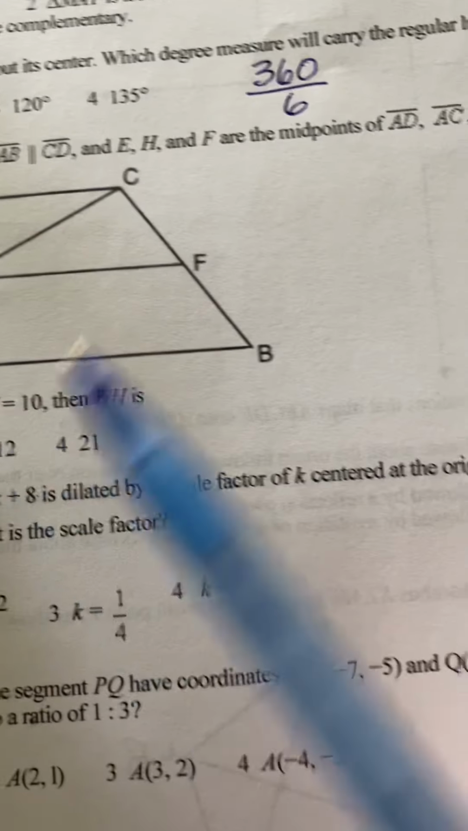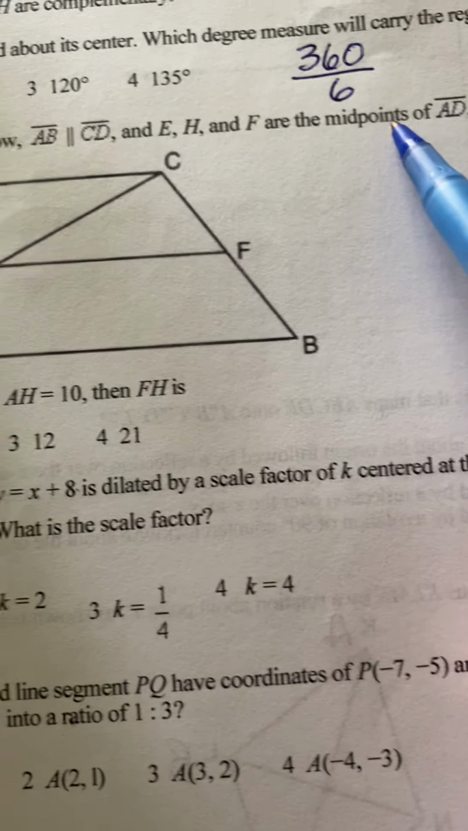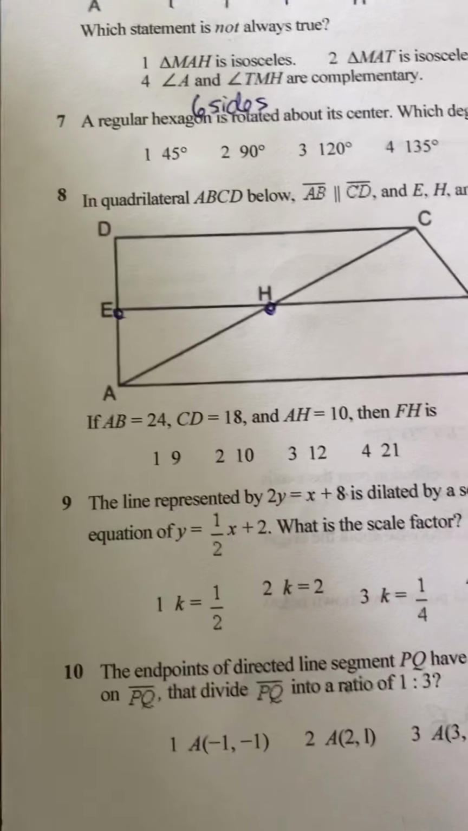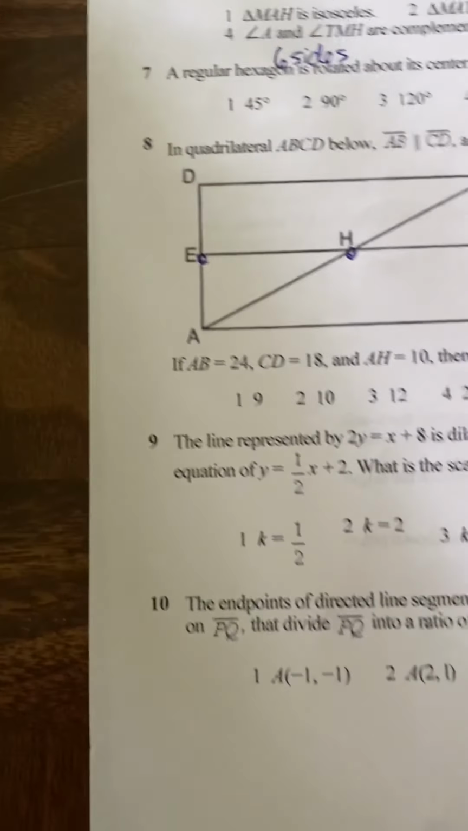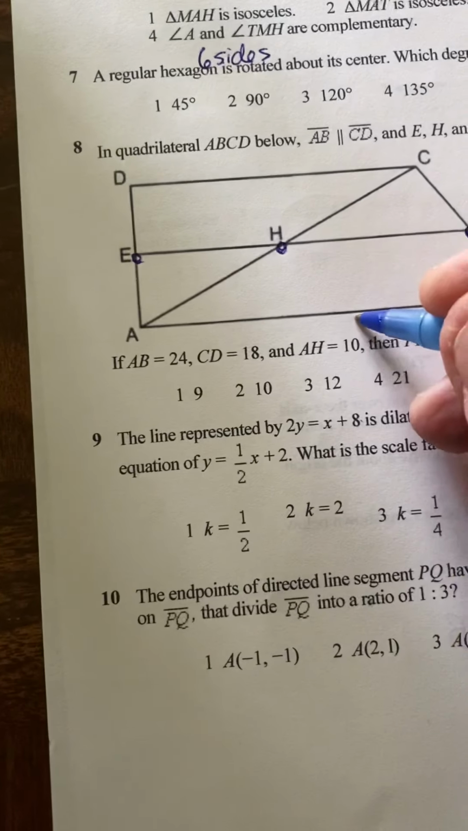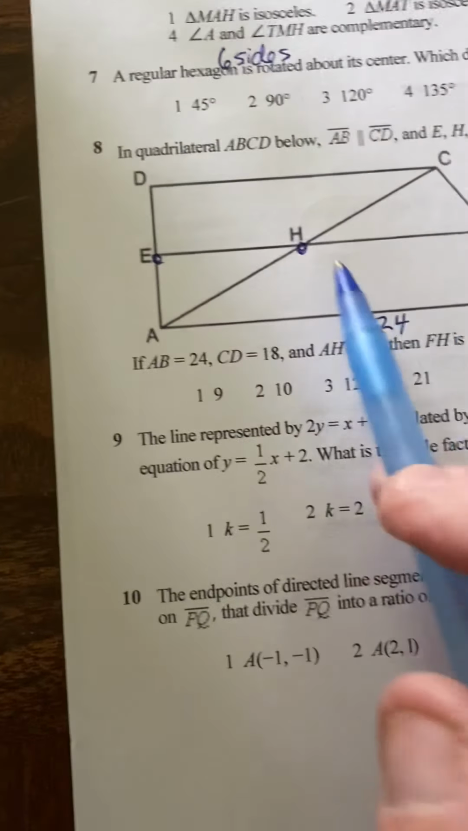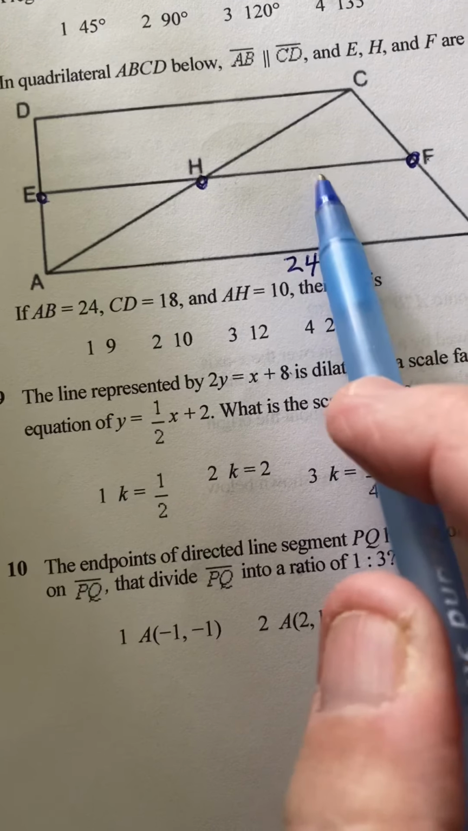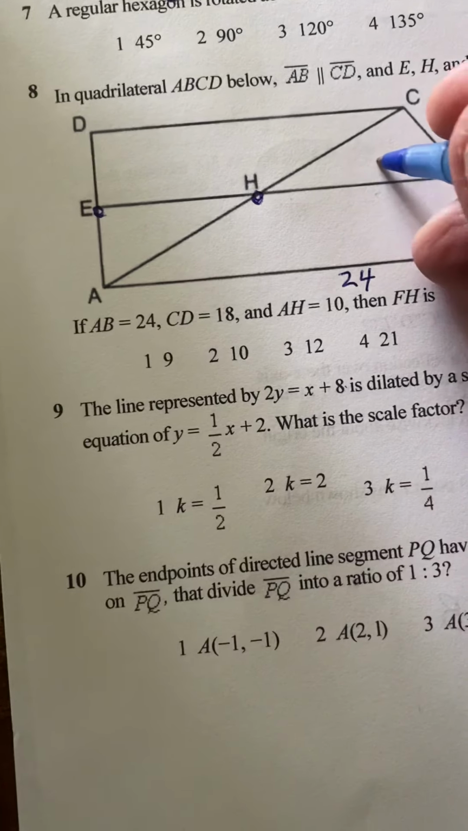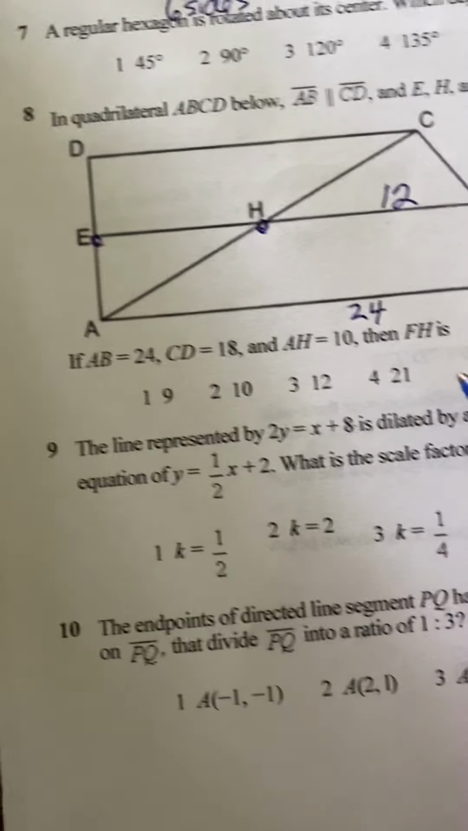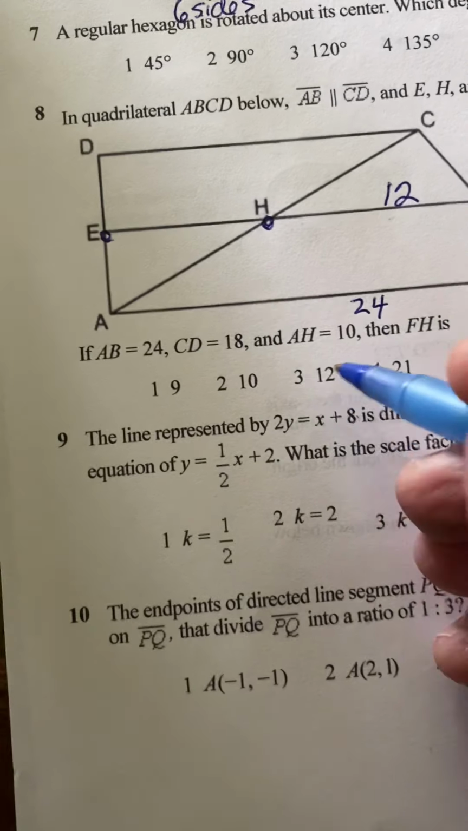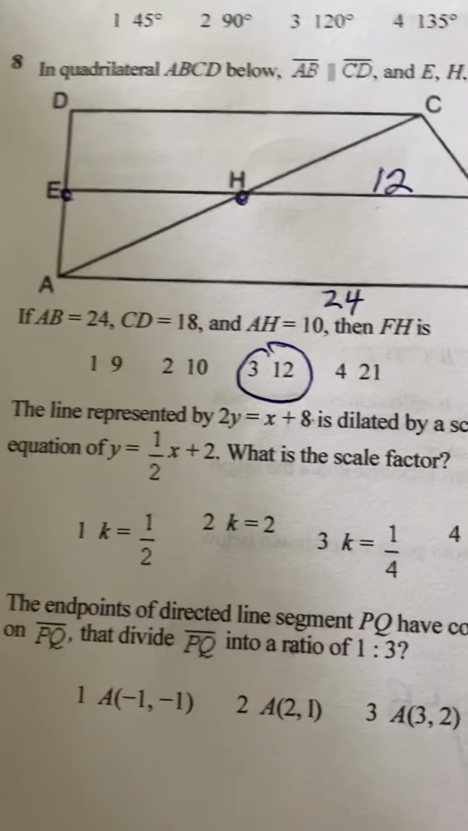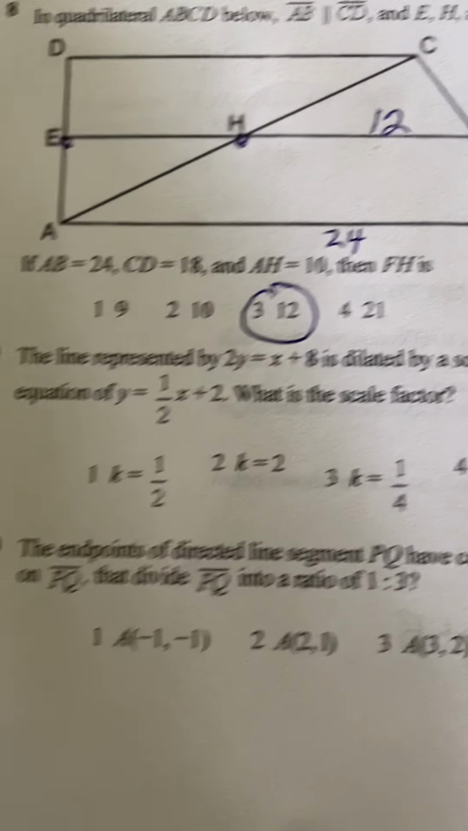Number 8, we have midpoints. So these right here are the midpoints. So if AB is 24, and these two are the midpoints, this right here has to be half of 24, which is 12. So actually, I'm going to do this one for you. Number 8 is choice 3. So you can do that, okay?